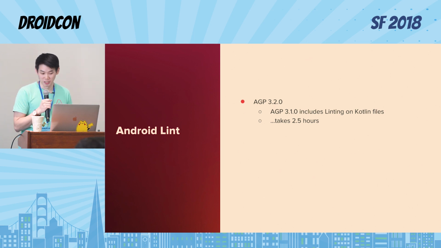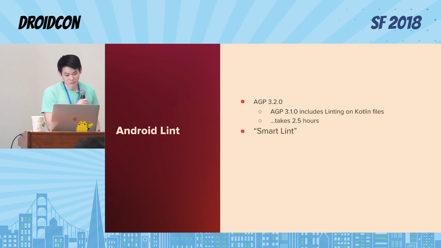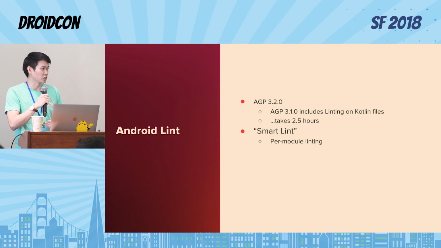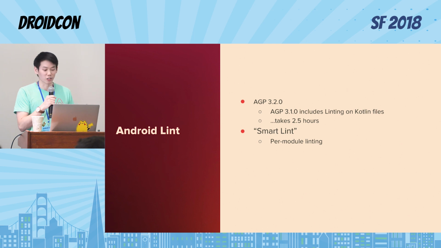So this current solution that we've come up with to tackle this is what I call smart lint. It basically does like a per module linting. So we detect the changes that you've made on your PR, and we only run lint on those specific modules. So far, this has been proven to be pretty good. I think the average run time is now around like 20, 25 minutes, depending. Obviously, it can vary a lot depending on how many modules you touch.